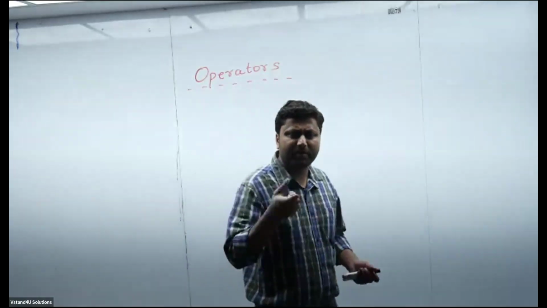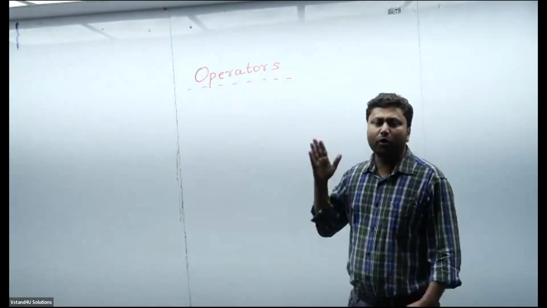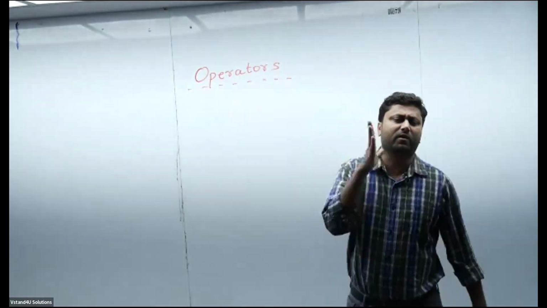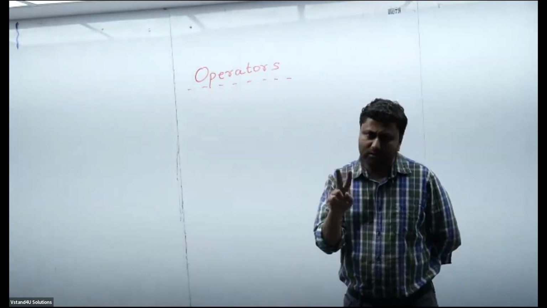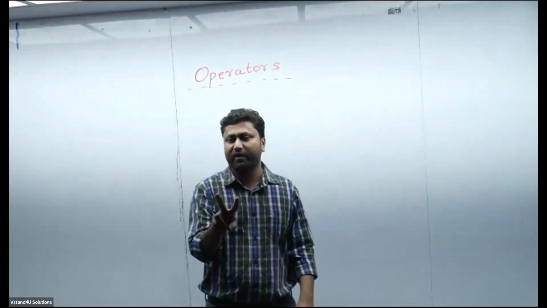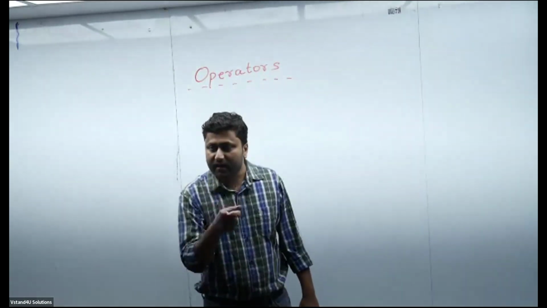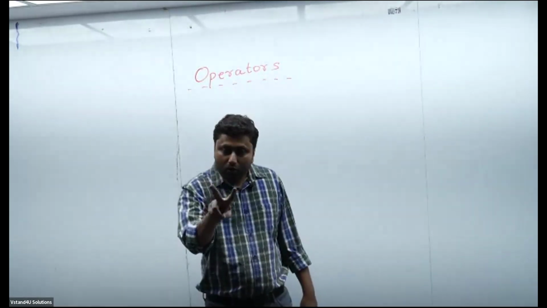What do you mean by number of operands? Say, for example, if you see plus, in order to do addition, how many minimum values are required? Exactly 2 values required. With one plus symbol, exactly 2 values are required. That is called a binary operator because it requires 2 operands.